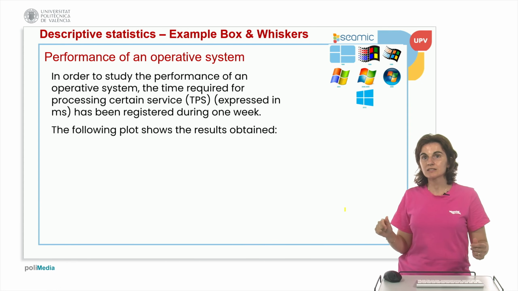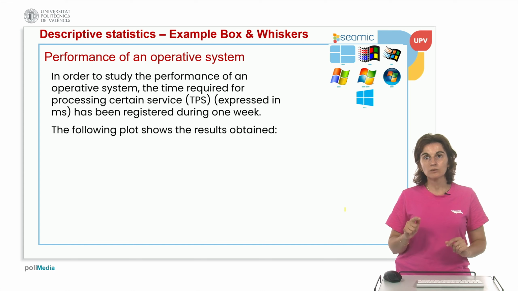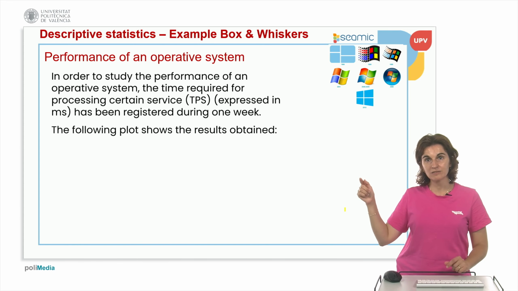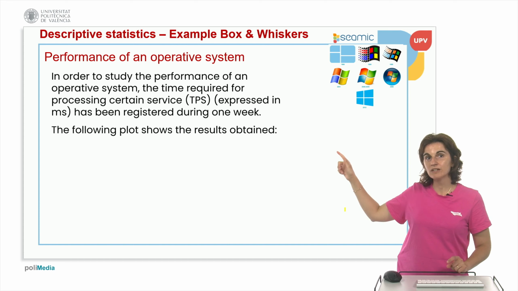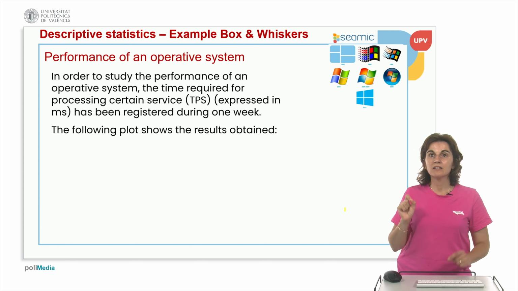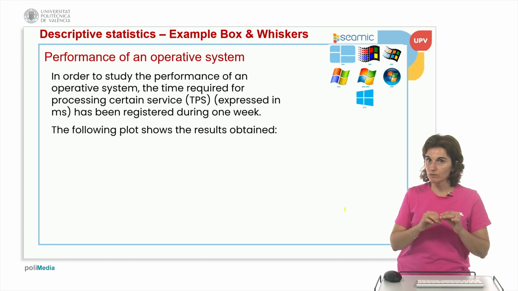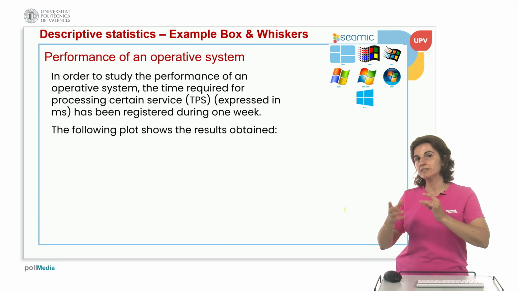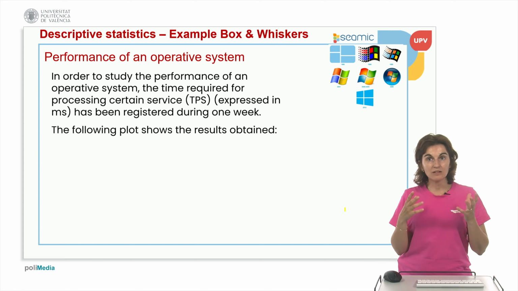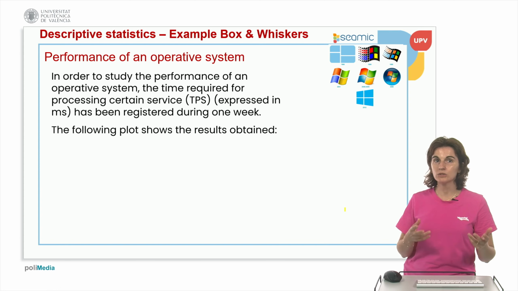Could be, for instance, sending an email, or executing a search in the browser. So here we are measuring the time to provide a service, and we are measuring this variable in milliseconds. This is very important because we are analyzing the description of one variable, maybe qualitative or quantitative. For quantitative variables, we need to know exactly what is the definition of the variable and the units in which the variable has been expressed.